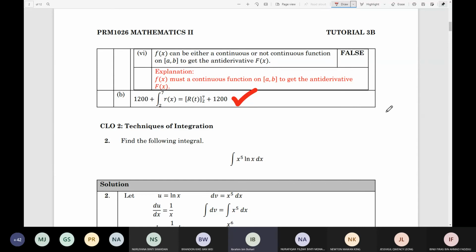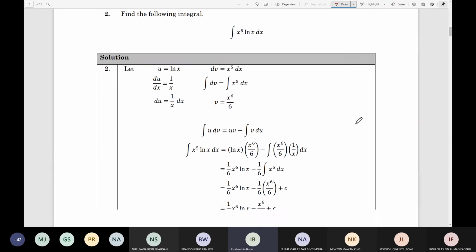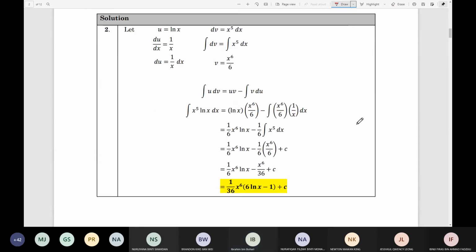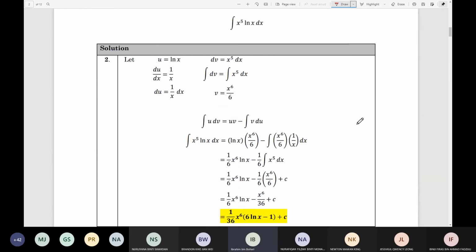Okay, settle question 1A, 1B, CLO1, and question 2. Okay, question 2, x power 5 ln x. Ini pun sama. Okay, check the method. Yang mudah ni saya tak perlu discuss.